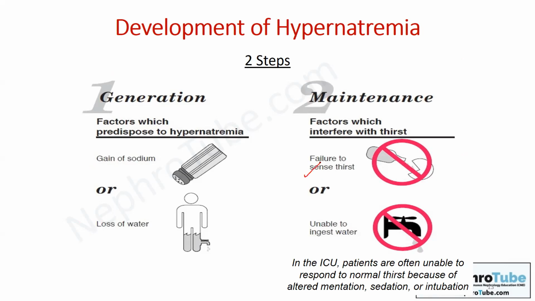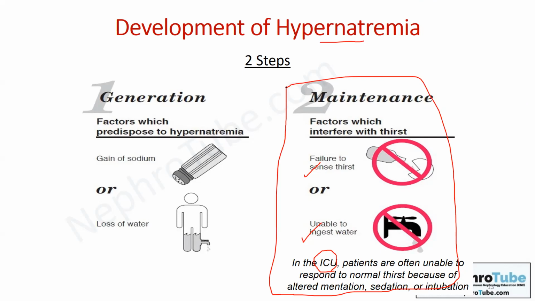because of failure to sense thirst or inability to ingest water, as in cases of ICU. The patient is admitted in the ICU, or whatever the reason that the patient can't access water, or the patient is in a disturbed level of sensorium, so his water intake is decreased. So for the development of hypernatremia, decreased water intake must be present to maintain it.